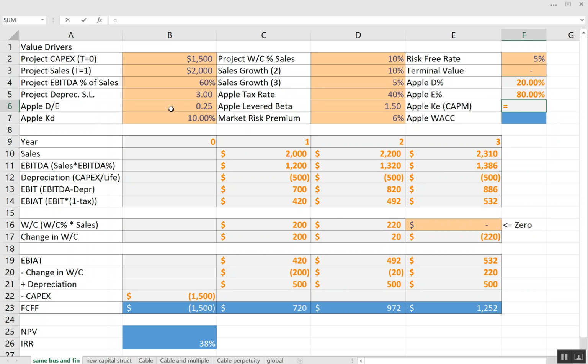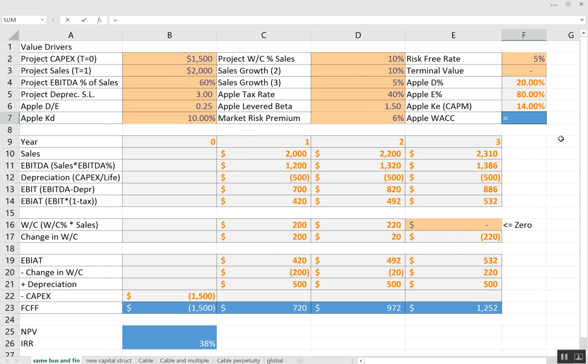I'll calculate my CAPM cost of equity, risk-free rate plus, and actually let's do a couple of named ranges here just for fun. I'm going to give that a name of RF, that risk-free rate, so a named range. And I want to call this cell here MRP. So I can now say that my CAPM cost of equity equals risk-free rate plus that beta times the MRP. So the expected return of the stock, or the required return on the stock, is 14%.